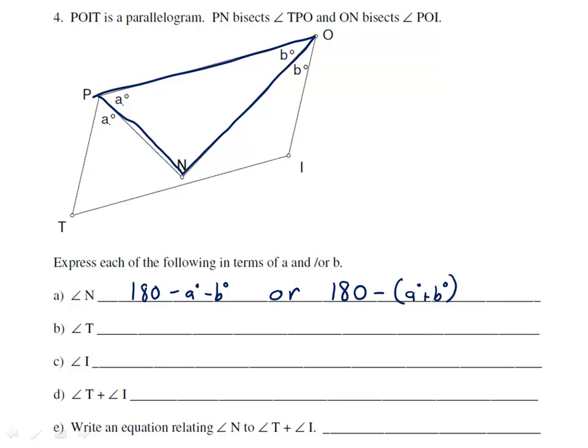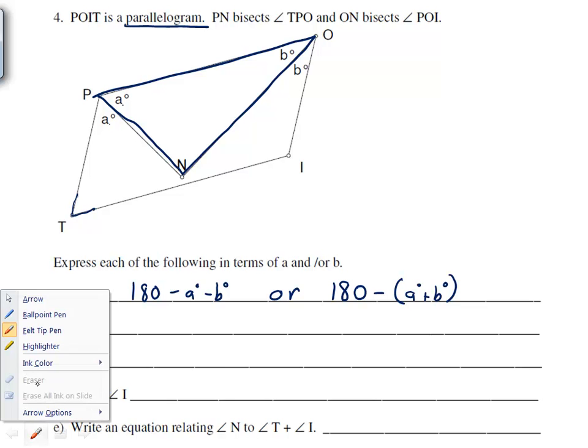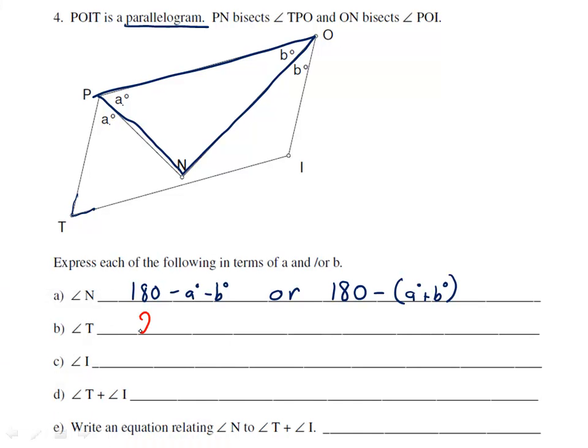Alright, angle T. Well, now you've been told this is a parallelogram. So you're going to say, well, I know what angle T is right here. It's the opposite angle of angle POI. So angle POI is 2B, so this one's also 2B. Now, I'm going to tell you that it won't be that easy on the test. The figure is not a parallelogram. So you'll have to have a different way to express that.